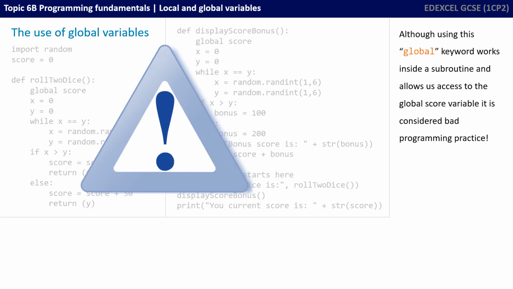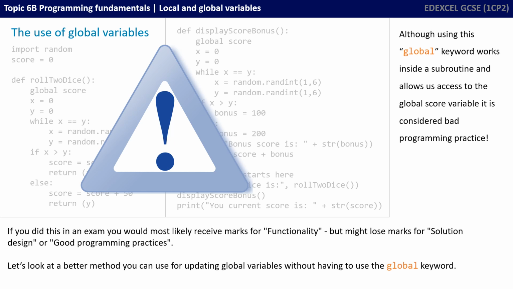Now, although using the global keyword works inside a subroutine and allows us access to the global score variable, this is considered very bad programming practice. If you did this in an exam, you would most likely receive marks for functionality, but you might lose marks for solution design or good programming practices. Let's look at a better method you can use for updating global variables without having to use the global keyword.